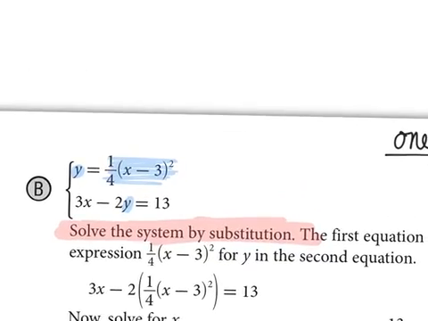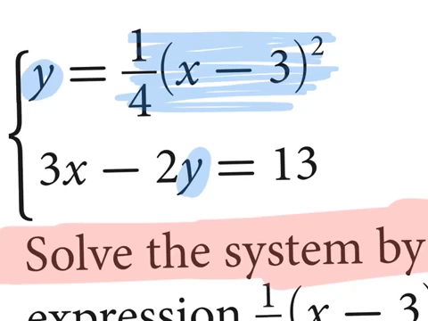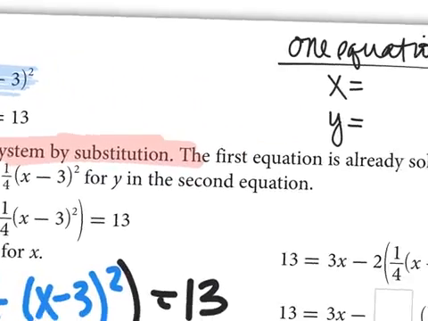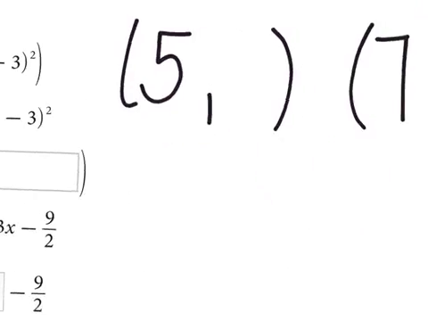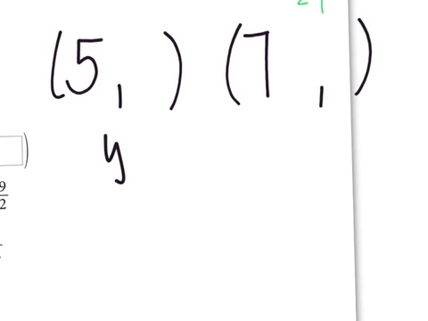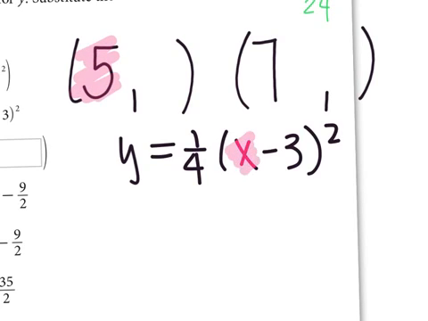So look at my 2 equations. How am I going to figure out what y is from these? I'm going to plug in the x. Should I plug it into the first one or the second one? The second. This is so much easier, I promise. So my first equation was y equals 1/4 times x minus 3 squared. But we already know what x is. What was our first x value? 5. So we're going to plug in 5 for x.